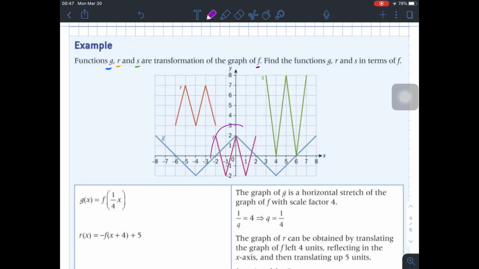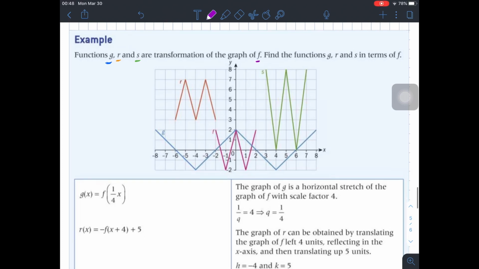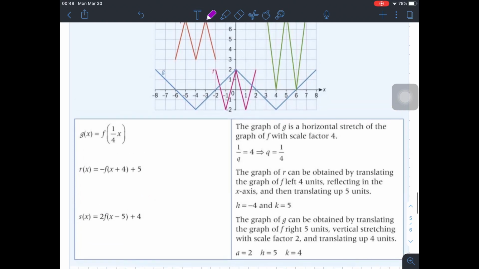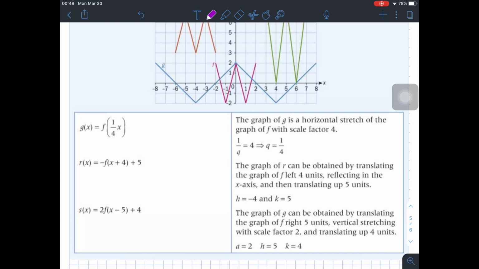Finally, for function s, we see that we have the same, not the same shape, but the same letter. We still have W here, but once again we have both a horizontal translation and also a vertical translation, because the W moves upward. And there's also a vertical stretch, because the W is more stretched than the original W we had over here, right? So once again, 2 types of translations, horizontal and vertical, and a vertical stretch. So we get this function over here, which is s of x equals 2f of x minus 5 plus 4.